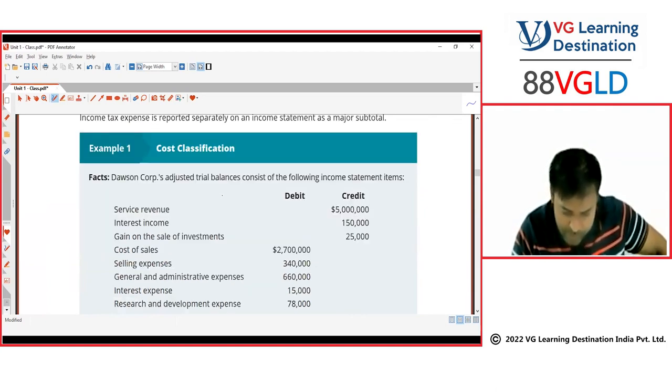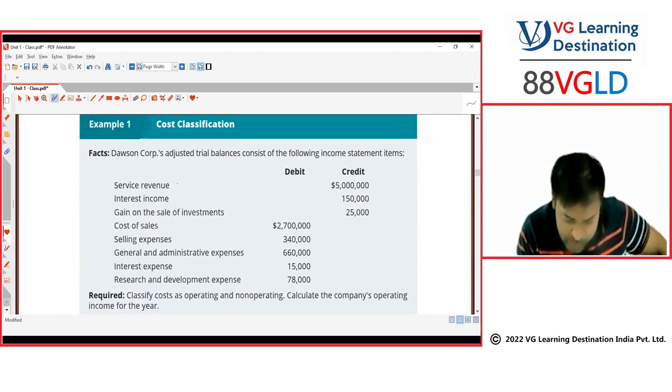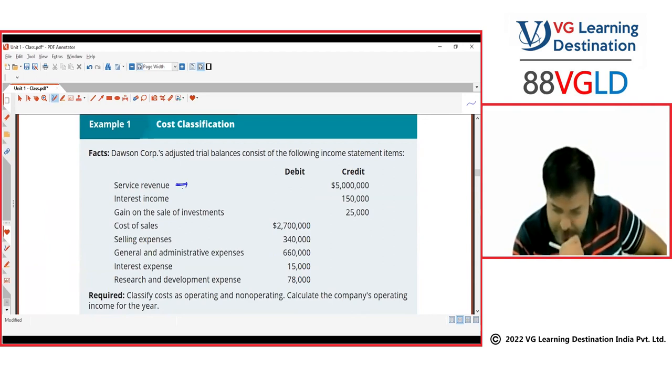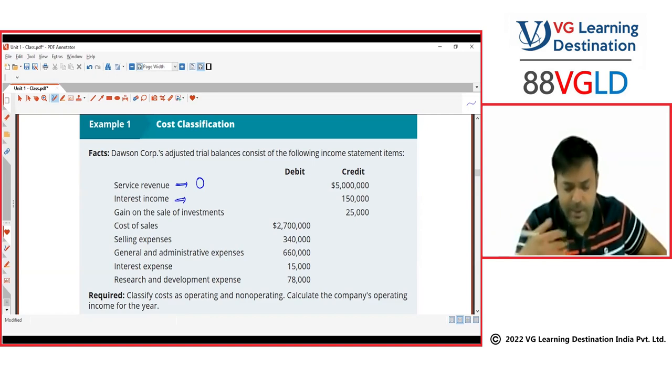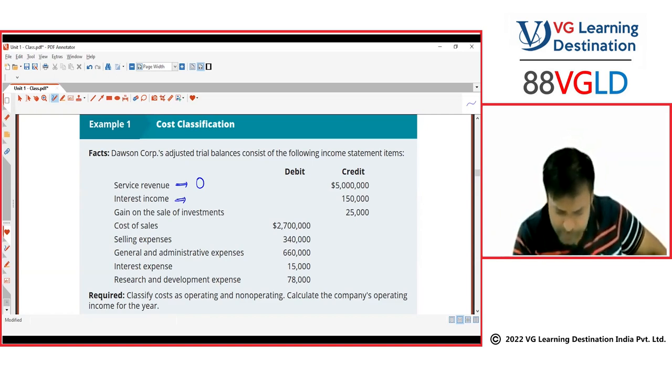Okay, let's see, everyone. Service revenue. Is it going to be O or N? Keep telling me O, and I'll keep writing that as you're saying. It's going to be operating, right? You are into that line of business, you're providing the service, and you're actually getting the money. It is going to be operating, right?